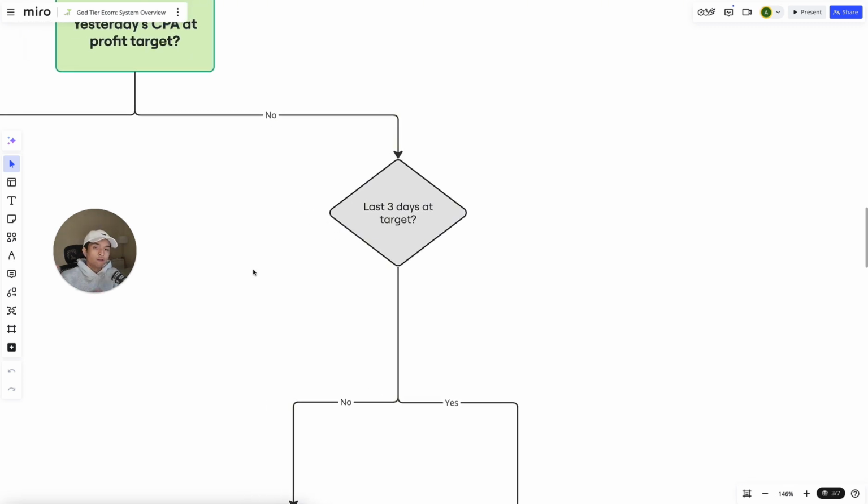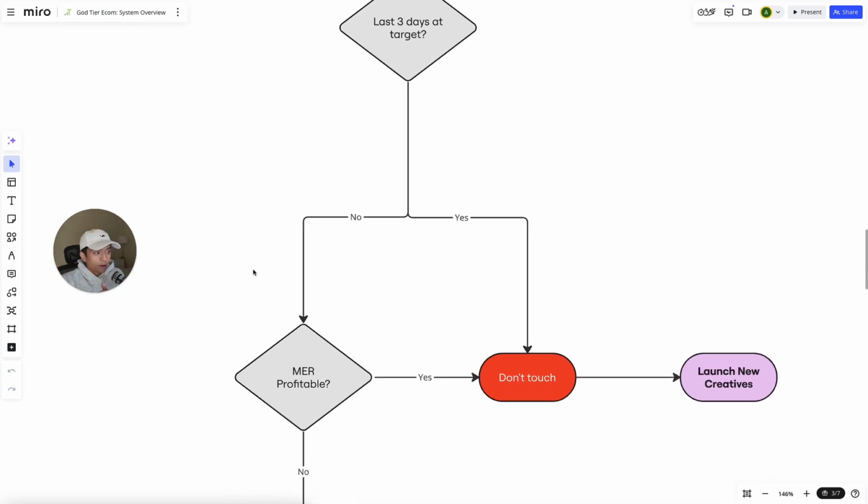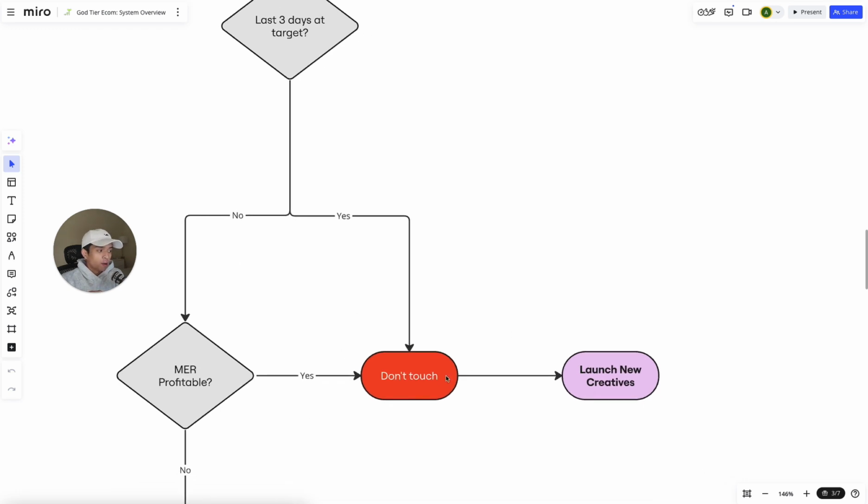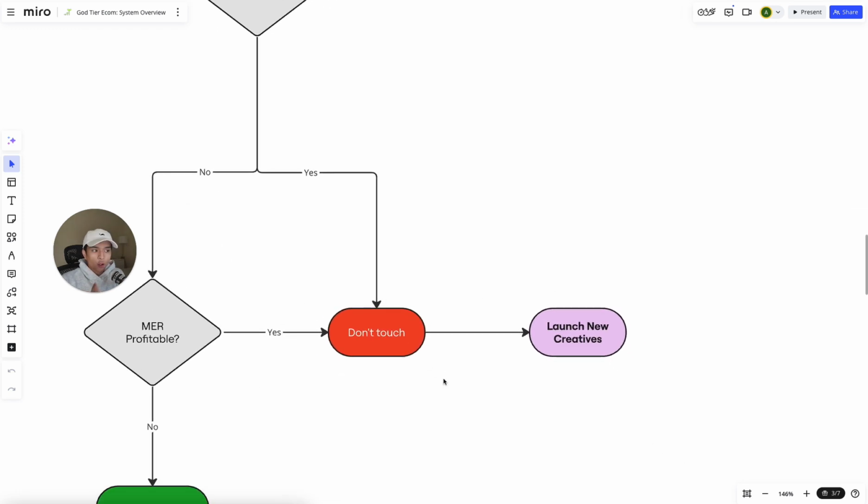You basically want to see if yesterday's data is an anomaly or if it is a trend point in a larger downtrend over the last 3 days. So if you check the last 3 days and you are at target, you're not going to touch the campaign, and instead you're going to put the focus on launching new creatives, or you could just not touch the campaign totally as well.